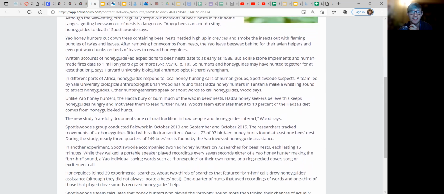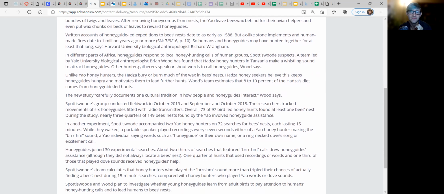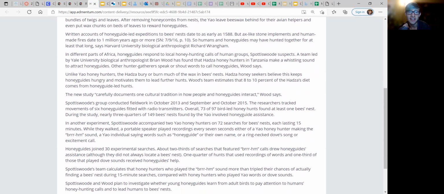Yao honey hunters cut down trees containing bees' nests nestled high up in crevices and smoke the insects out with flaming bundles of twigs and leaves. After removing honeycombs from nests, the Yao leave beeswax behind for their avian helpers and even put wax chunks on beds of leaves to reward honeyguides. Written accounts of honeyguide-led expeditions to bees' nests date as early as 1588, so 400, 500-plus years ago.